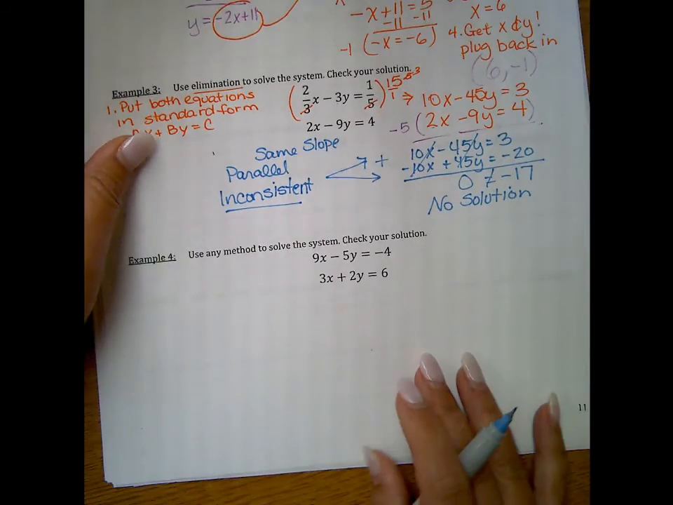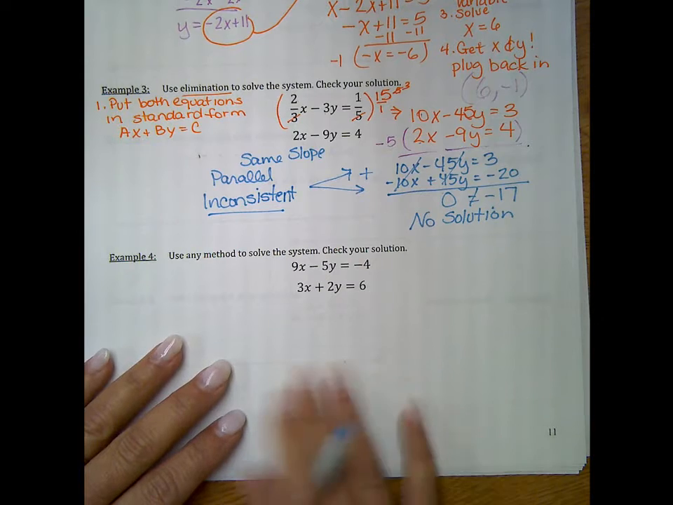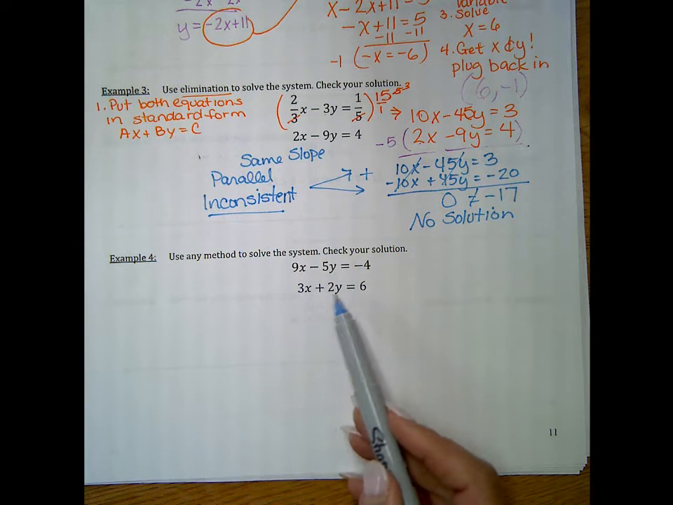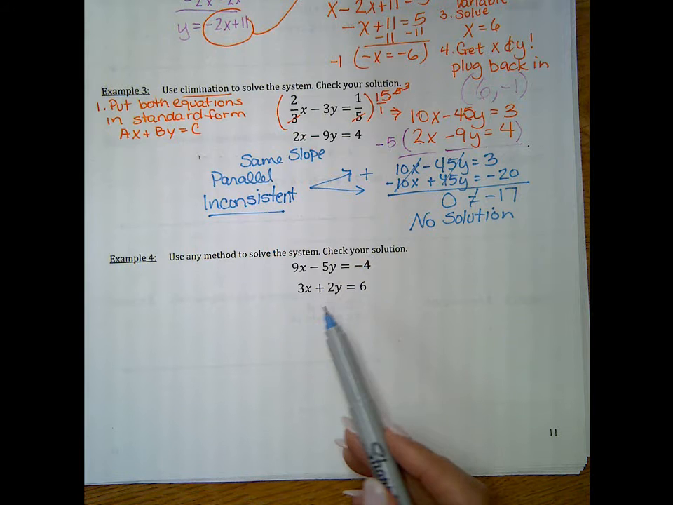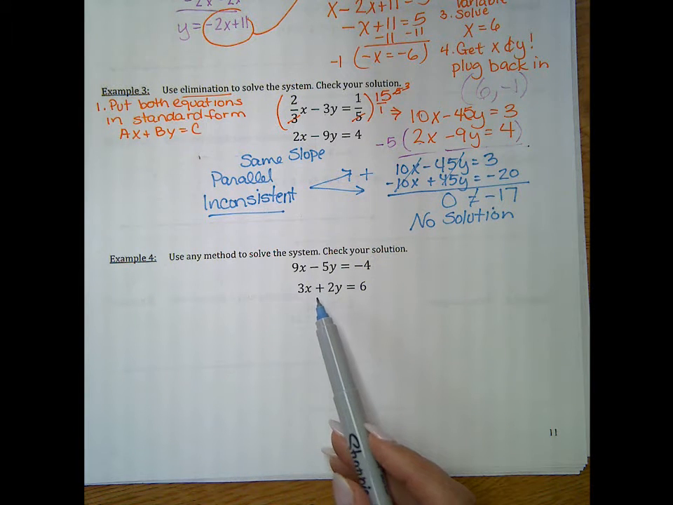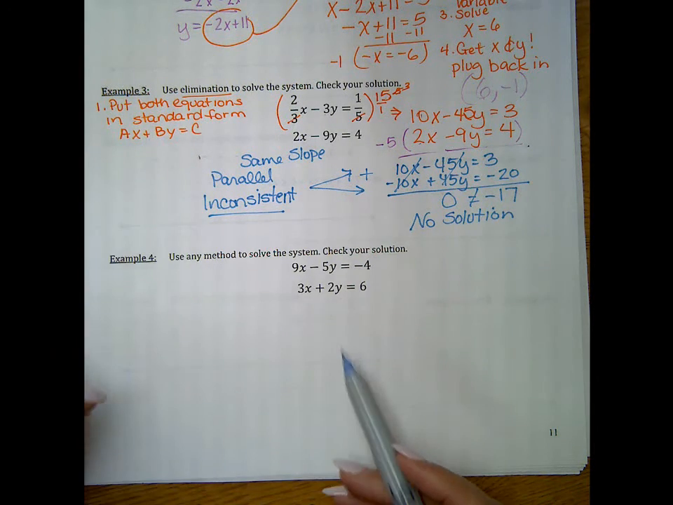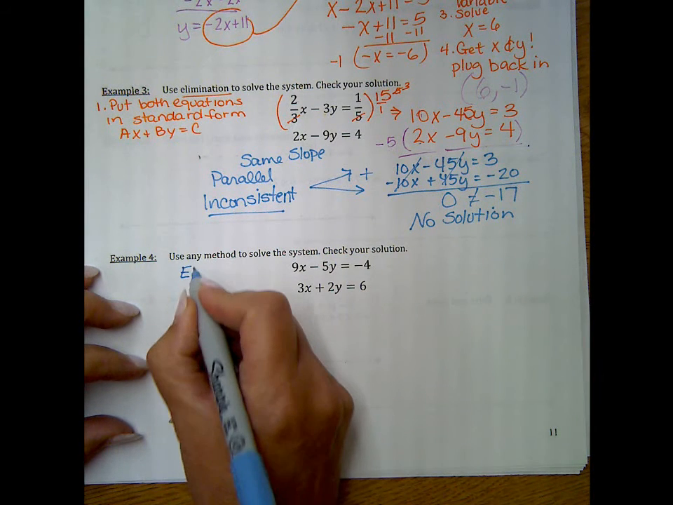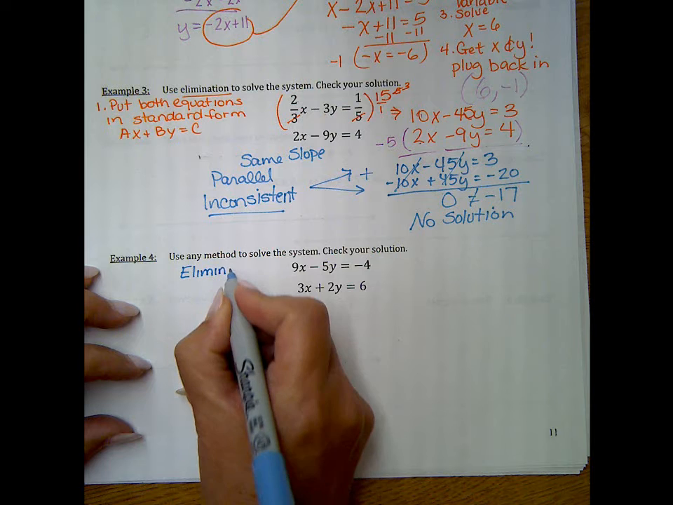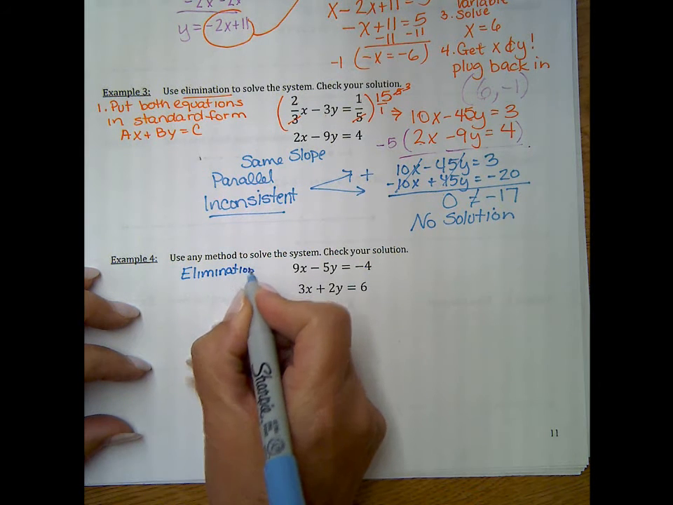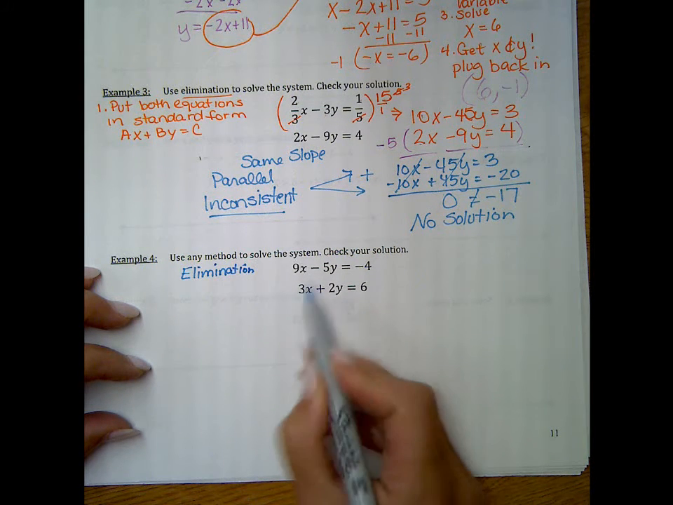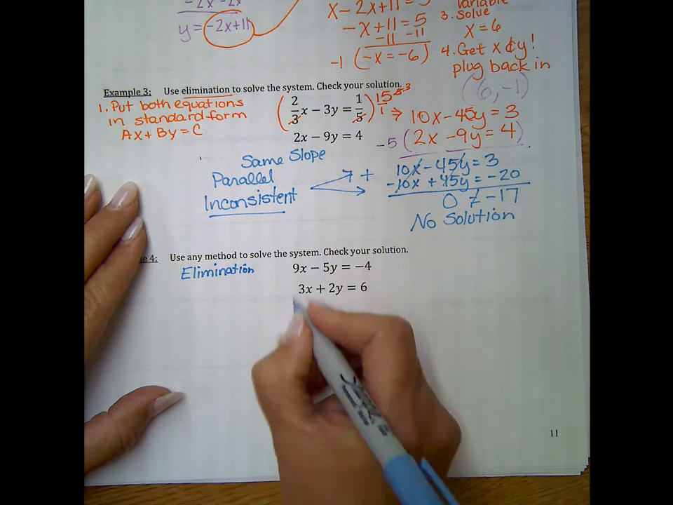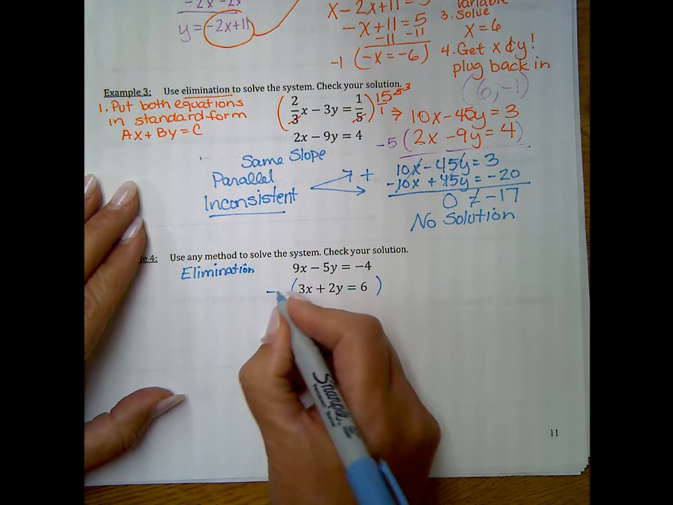Okay, example 4 here. Let's use any method. So I think on this one, since it's already in standard form, we always want to try to use elimination or substitution because the graphing method is just kind of a pain. So I'm going to try to use elimination, because for substitution, you'd have to solve for x and y, and that doesn't solve very nicely for x and y. So I'm going to multiply the bottom equation by -3.